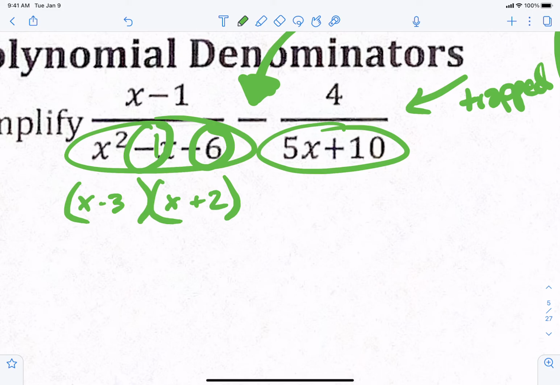Now looking at this other bottom part, 5x plus 10. What can you do with that? Pull out the 5. Yeah, this is a greatest common factor. Pull a 5 out. If you pull 5 out, what's left? x plus 2.